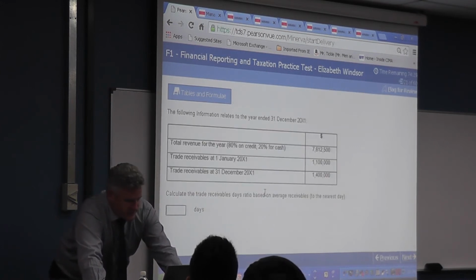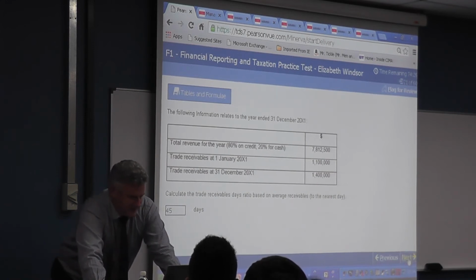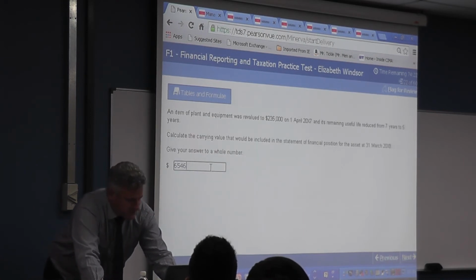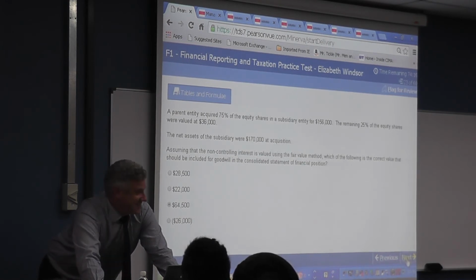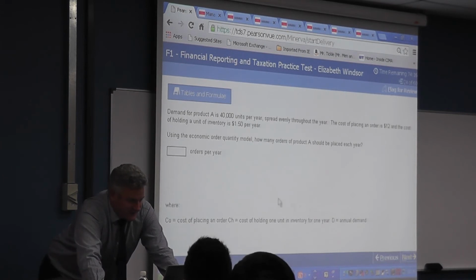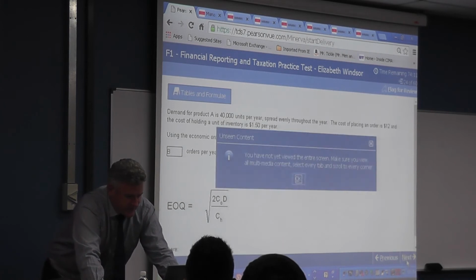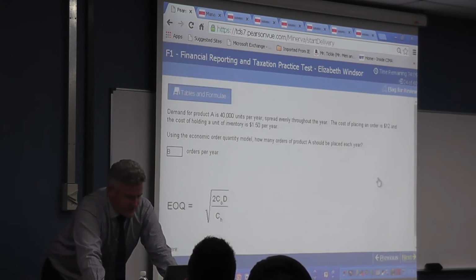Trade receivables days ratio, based on that, it must be 45. Give your answer to a whole number. There's a whole number. Don't know what it was. What do you think, 64 and a half? It's not how to do exams. Easily 8 orders per year. Oh, caught me out again, I didn't read the whole thing. That's just telling me what's in the formula that I just did in my head.